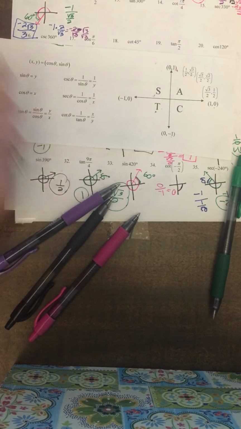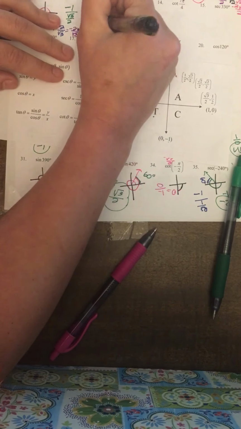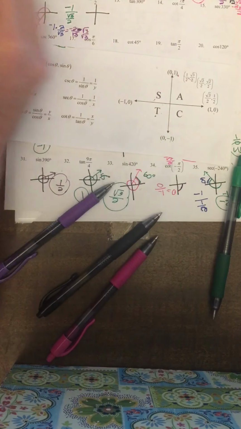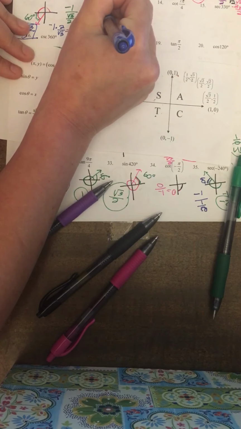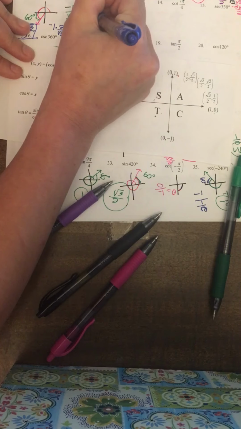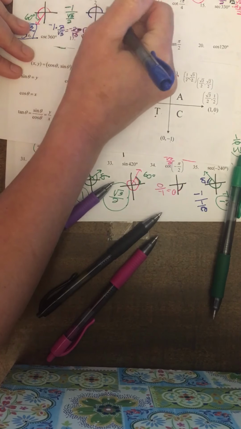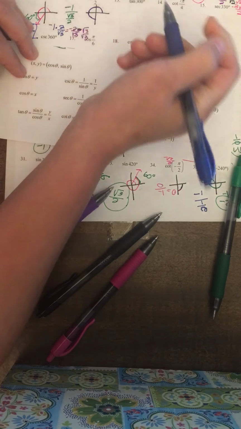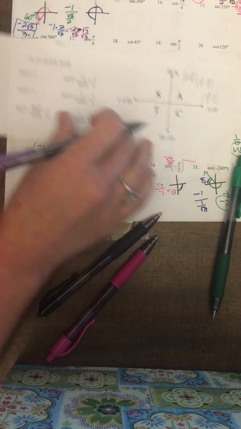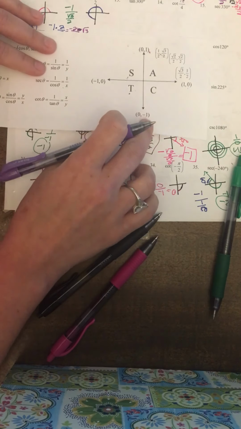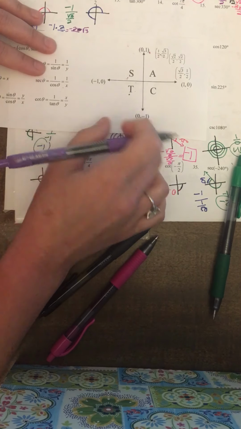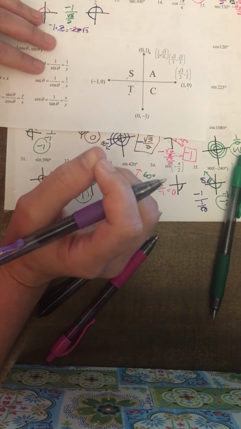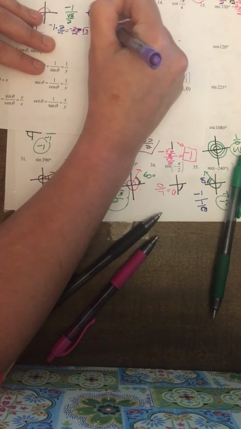Number 12, sine of 3 pi over 2. So remember that this is 3 pi over 2. That would be 1 pi over 2, 2 pi over 2, and 3 pi over 2. So we end up at this point right here, 0, negative 1, and sine goes second. So our answer is just negative 1.